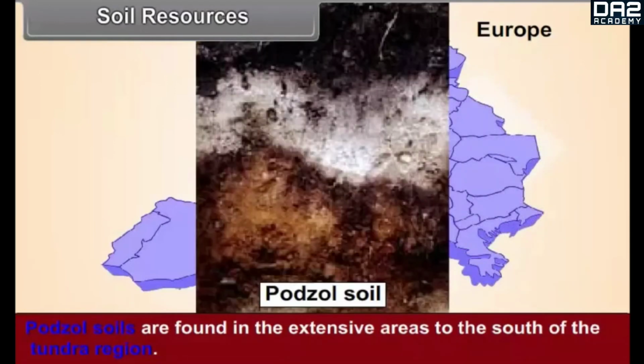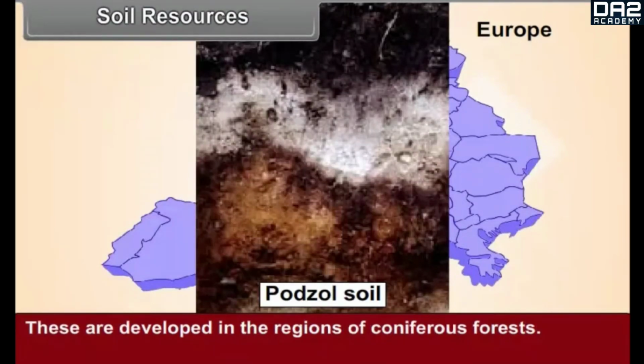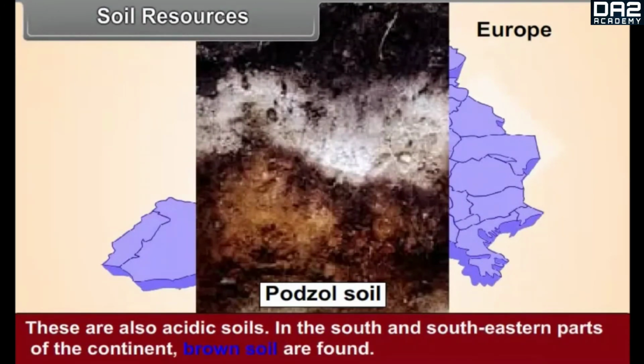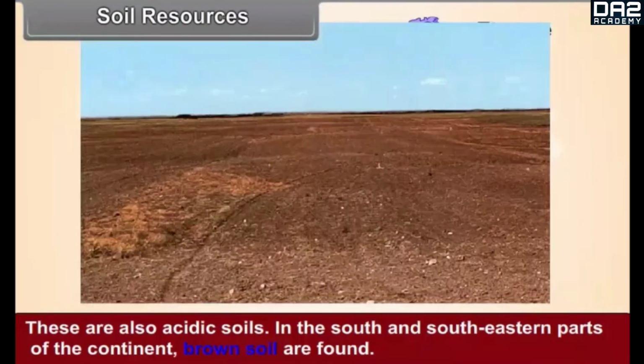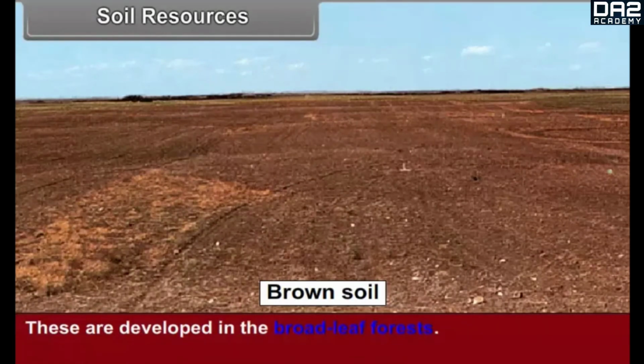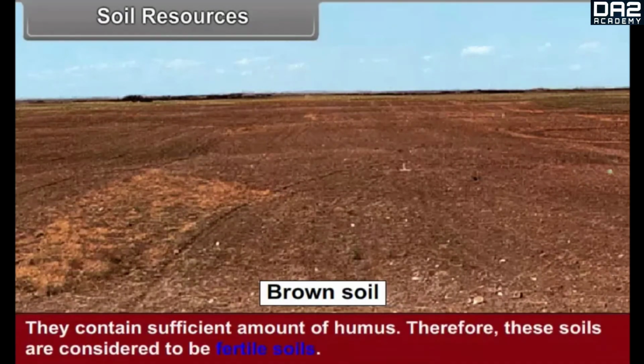Podzol soils are found in the extensive areas to the south of the tundra region. These are developed in the regions of coniferous forests. These are also acidic soils. In the south and southeastern part of the continent, brown soils are found. These are developed in the broadleaf forests. They contain sufficient amount of humus. Therefore, these soils are considered to be fertile soils.